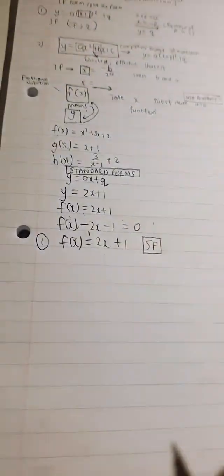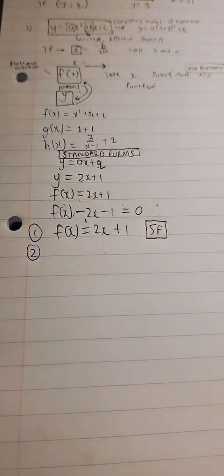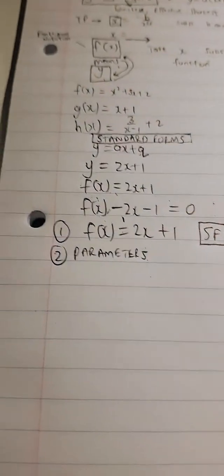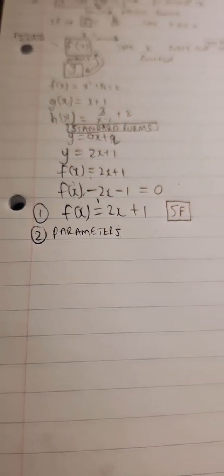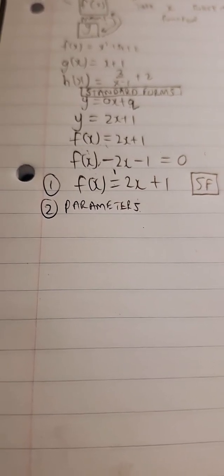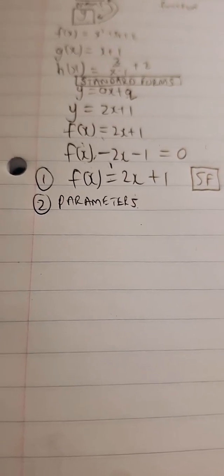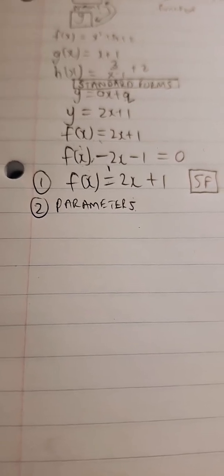So standard form is very important when you are sketching. Okay, that's why I'm writing SF. SF means standard form. 2, know your parameters. Now we are talking stuff. Parameters, your variables of change. Parameters, what do we call those? Parameters are our variables of transformation, the variables of change.